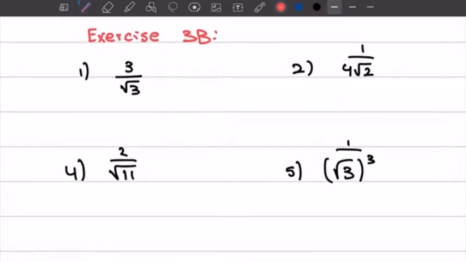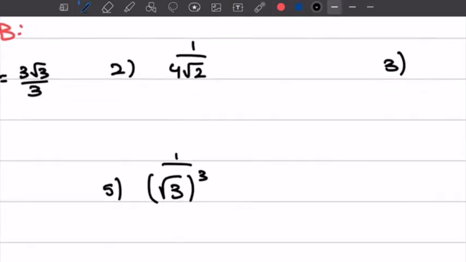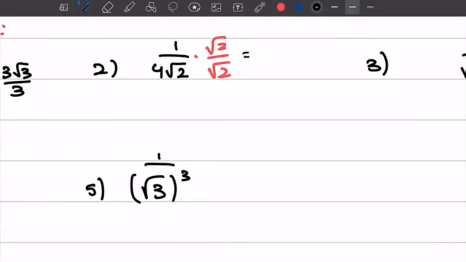So first one, pretty straightforward. Root 3 divided by root 3, which just gives you 3 root 3 divided by 3. 1 over 4 root 2. Again, this is pretty straightforward. You have root 2 in the denominator, so you multiply by root 2 over root 2, which gives root 2 at the numerator, and then you have 4 root 2 times root 2. Root 2 times root 2 is just 2, so you have 4 times 2, which is just 8.